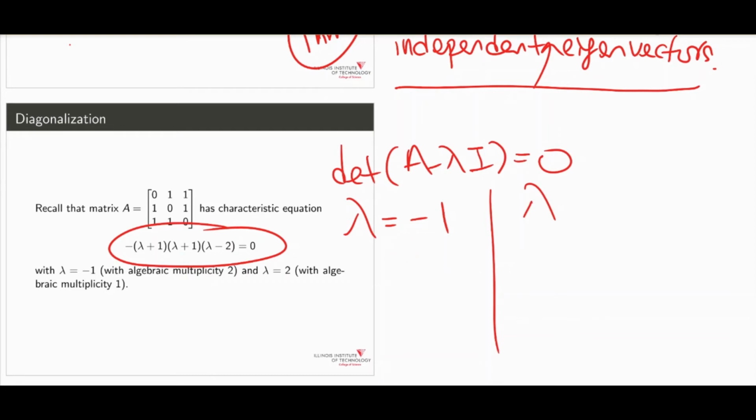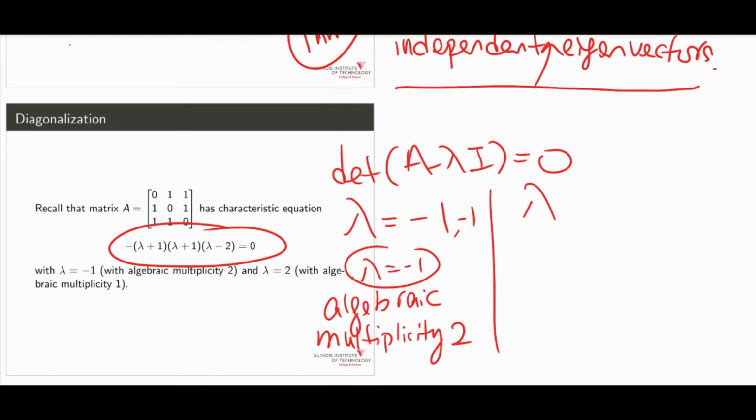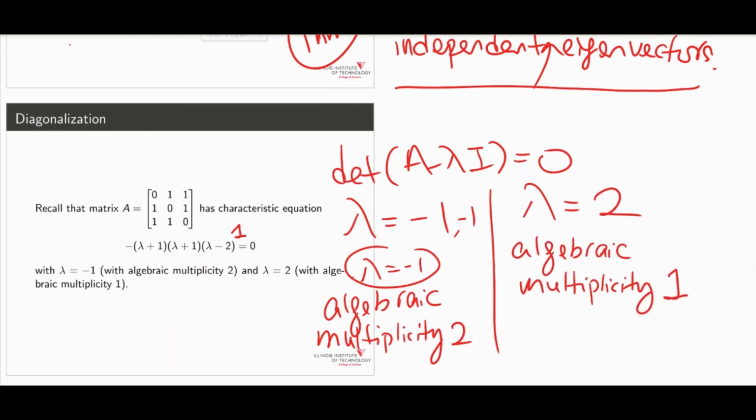Basically, you can write this as (lambda plus 1) squared, right? So one of the factors is (lambda plus 1) squared. Because of this repetition, we say that lambda equals -1 has algebraic multiplicity 2. That's algebraic multiplicity 2. And lambda equals 2 right here, because this factor appears only one time, we say that lambda equals 2 has algebraic multiplicity 1.